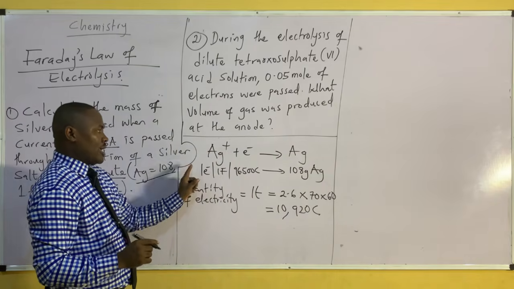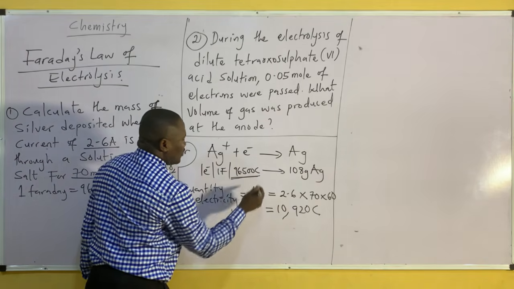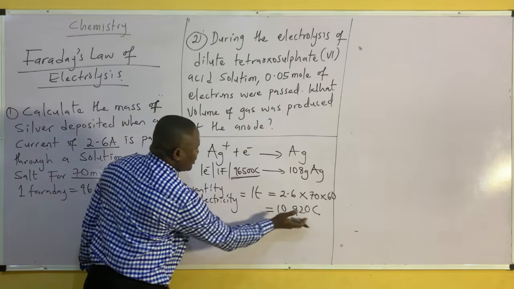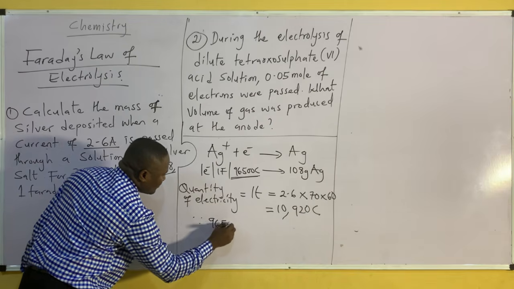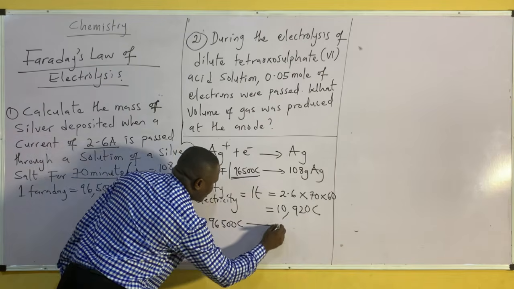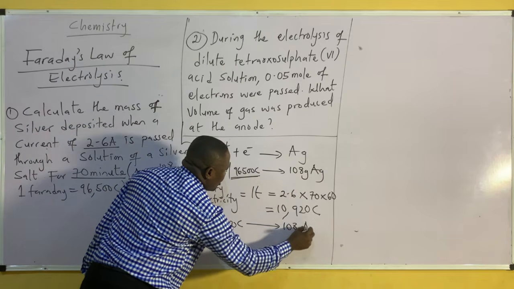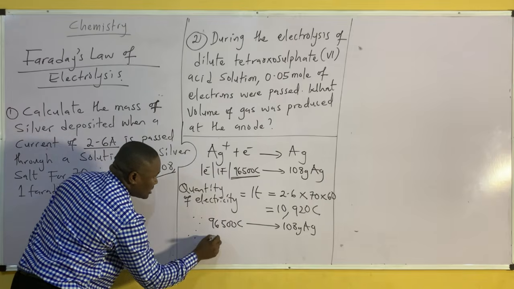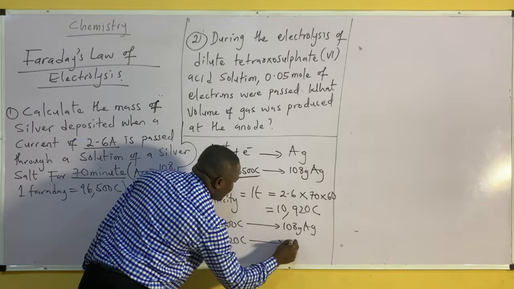So now, recall, of these three, I'm using coulombs to solve. Why? Because the question provided for me coulombs of electricity. So I will now say, therefore, 96500 coulombs of electricity gave us 108 grams of silver. Therefore, what about this one now? 10,920 coulombs will now give me X.